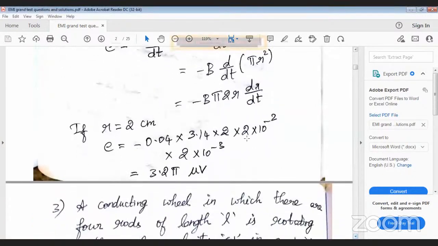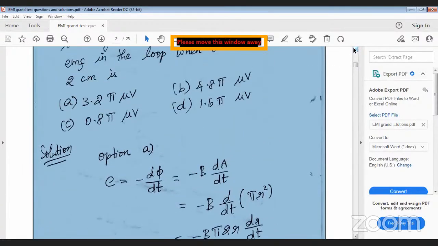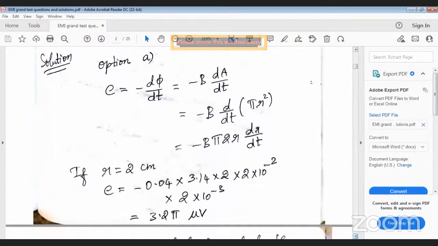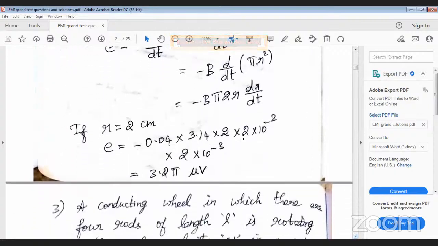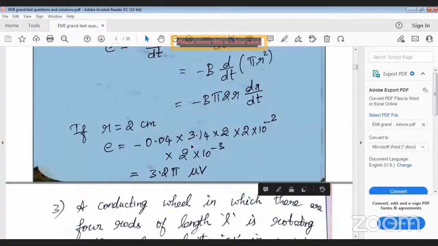So here you have minus B into pi into 2r into dr by dt. Here r is 0.04 meter. Actually, we don't have to substitute the value of pi because in all the options pi is kept as such. So minus 0.04 into pi into 2 into r. r is 2 centimeter, that is 2 into 10 power minus 2 meter, into dr by dt.